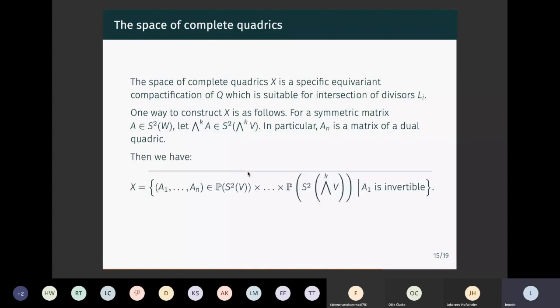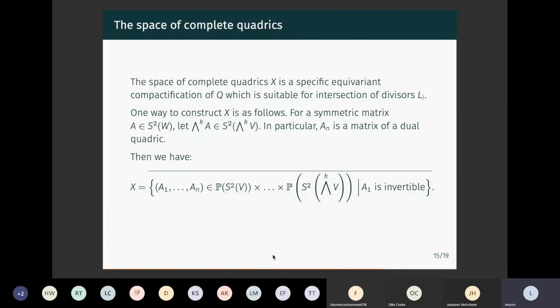And then we can define the space of complete quadrics X as the closure of these tuples A1 to An, where again each Ak here is lambda k A. So this is a point in the product of projective spaces, as is written, and we take tuples of all such things where A1 is invertible. Because if A1 is not invertible, some of these wedge powers might be equal to 0, so they're not well defined as points in projective space. So we take only invertible matrices, we take all the tuples defined. So A1 defines all others. So we take all the tuples of these matrices, and we take the set of them and take the closure.